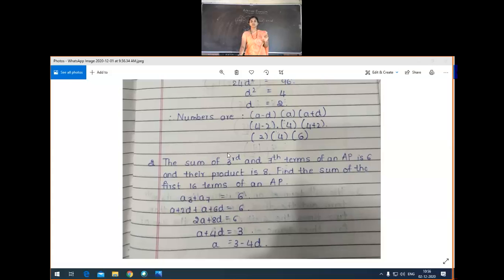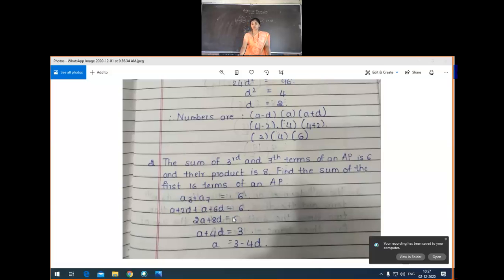The third term is denoted A3, and the seventh term is A7. The sum of these two terms is 6, so A3 plus A7 equals 6. The general term A3 is A plus 2D, and A7 is A plus 6D, which equals 6. So 2A plus 8D is equal to 6.